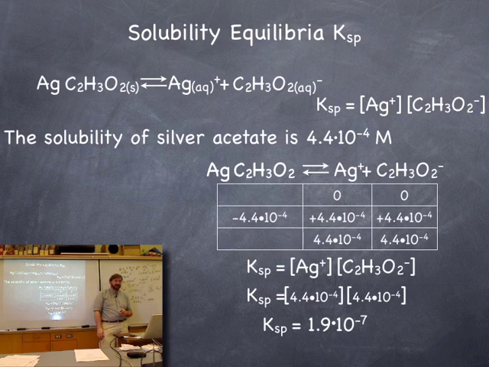Why does it all? I remember, some of it won't break apart. What happens is we form an equilibrium between the silver and the acetate sticking together and turning back into a solid versus the silver and the acetate breaking apart. So we establish this equilibrium. And why the equilibrium point is where it is depends on a number of factors, a lot of which we're going to talk about when we come back from spring break.